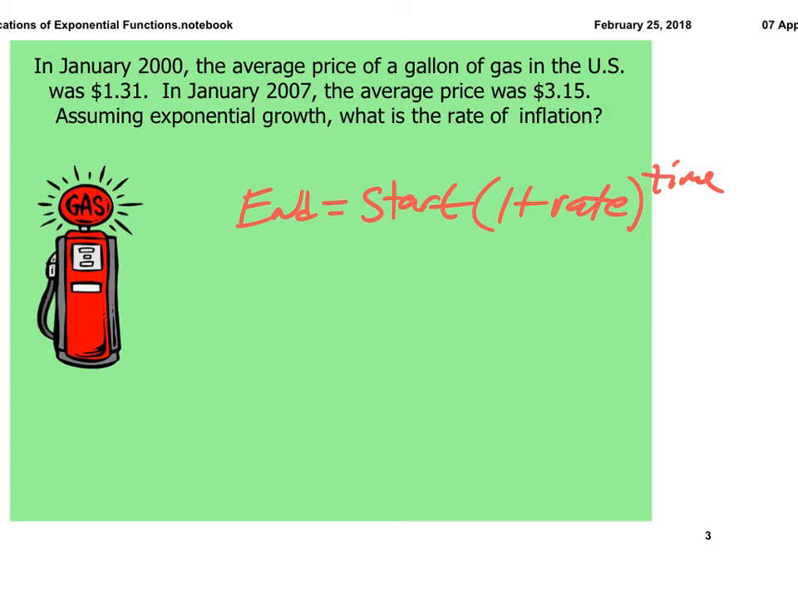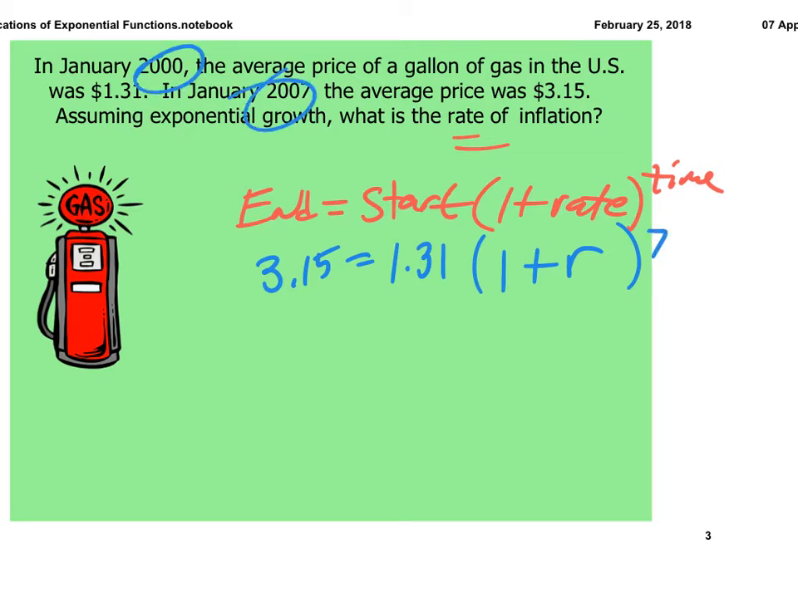Check with the kid next to you. What they want at the end is the rate. All right, I put in my starting and my ending price. Now I put 1 plus the rate. That's the thing I don't know. I'm going to call it R. The time, ooh, they made me figure it out. That's tough. 7 years. There. And you solve for R.